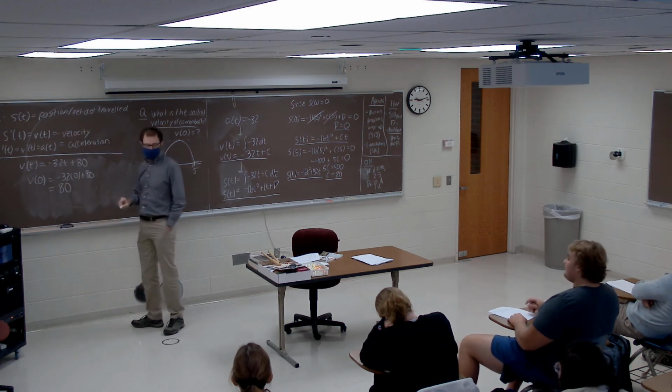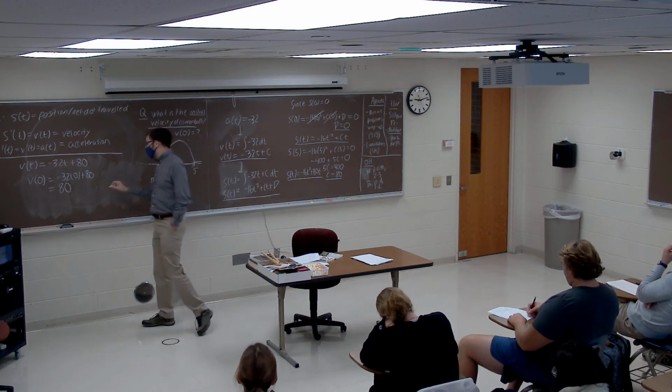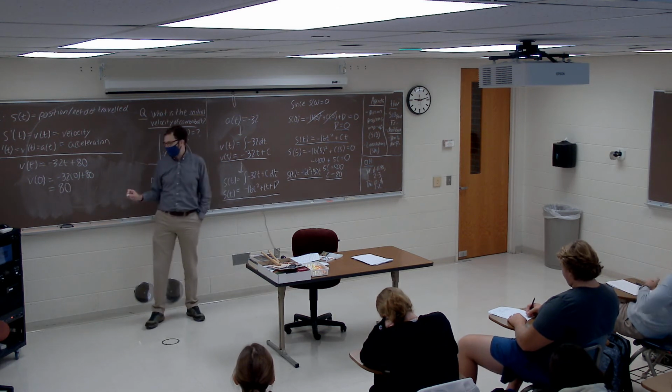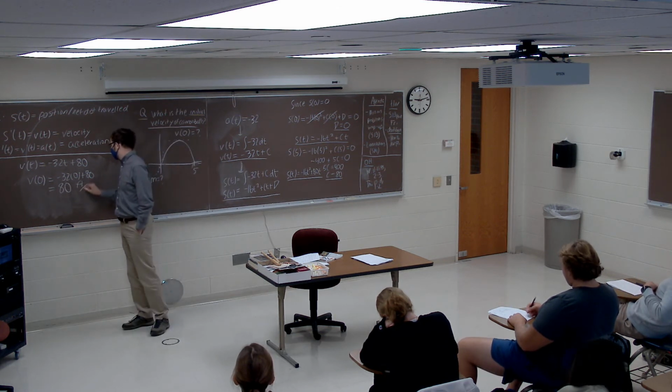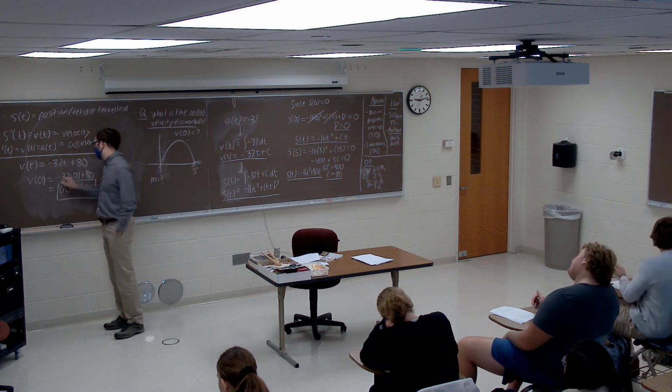So v of 0 is negative 32 times 0 plus 80, which is going to give us 80. Miles per hour? Or what is it in? Feet per second. Yeah, since acceleration is feet per second squared, I think we're going to have feet per second for our velocity.